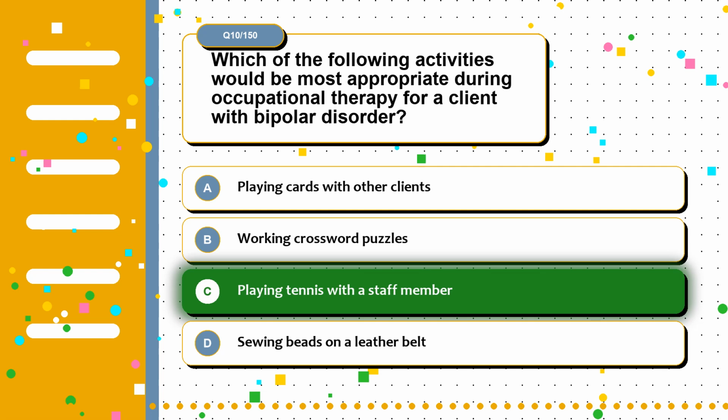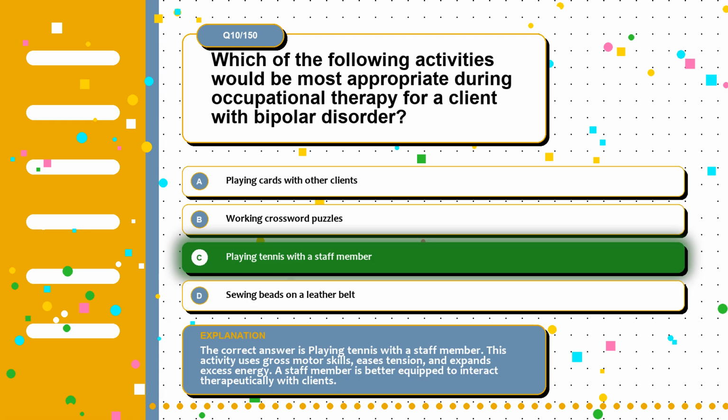The correct answer is option C. Playing tennis with a staff member. This activity uses gross motor skills, eases tension, and expends excess energy. A staff member is better equipped to interact therapeutically with clients.